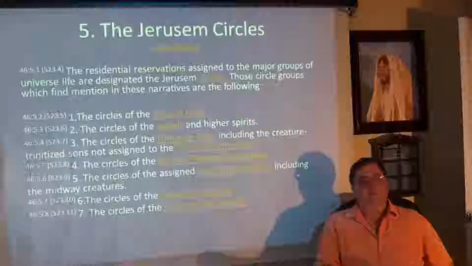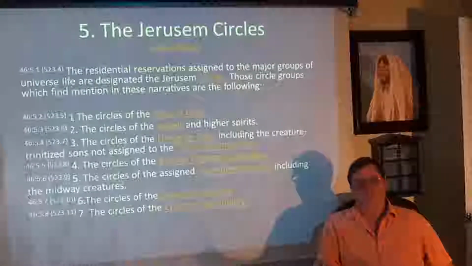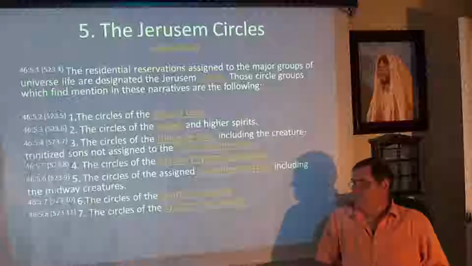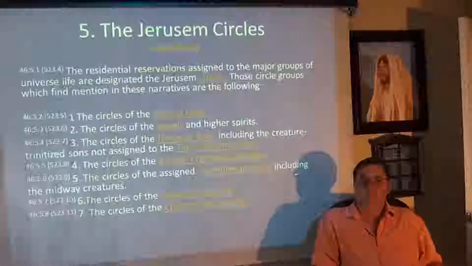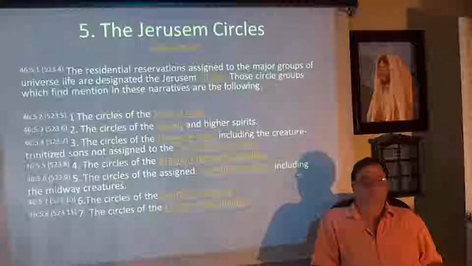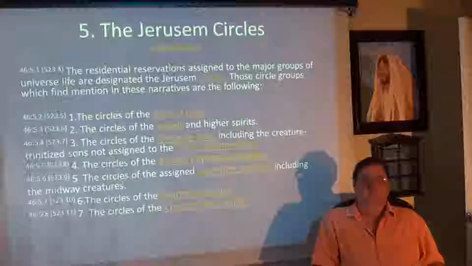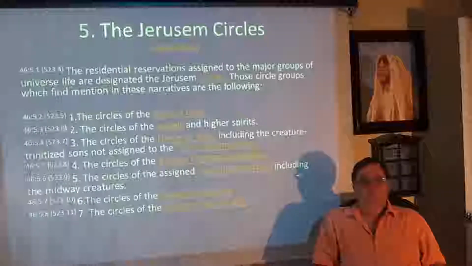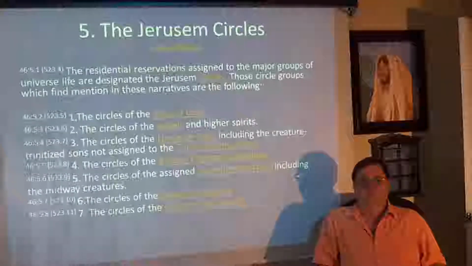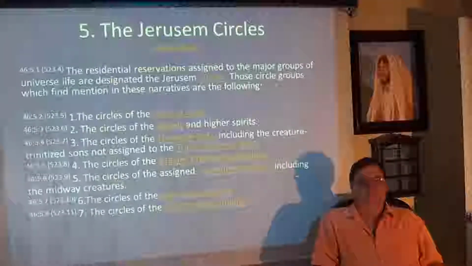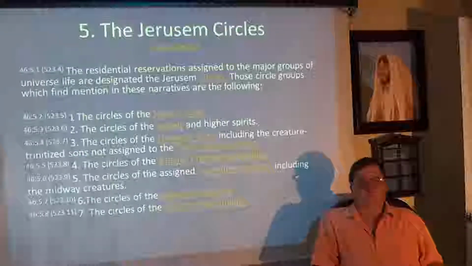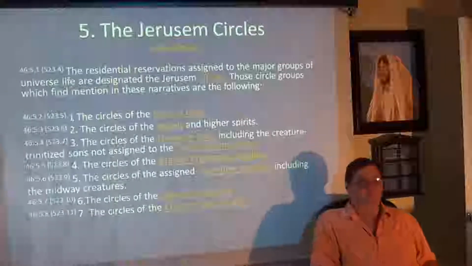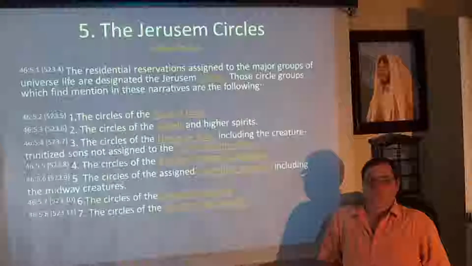Yes, the Jerusalem circles. The residential reservations assigned to the major groups of universe life are designated the Jerusalem circles. Those circle groups which find mention in these narratives are the following. 1. The circles of the sons of God. 2. The circles of the angels and higher spirits. 3. The circles of the universe aids, including the creature trinitized sons, not assigned to the Trinity teacher sons. 4. The circles of the master physical controllers. 5. The circles of the assigned ascending mortals, including the midway creatures. 6. The circles of the courtesy colonies. And 7. The circles of the Corps of the Finality.